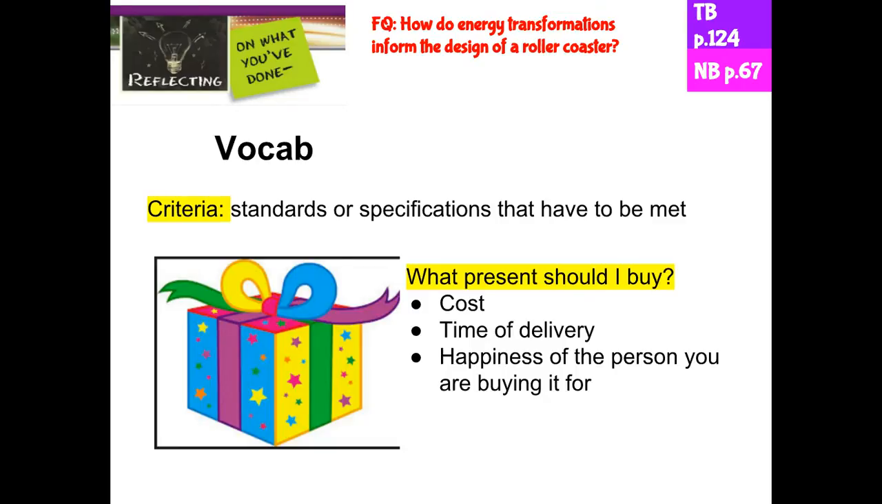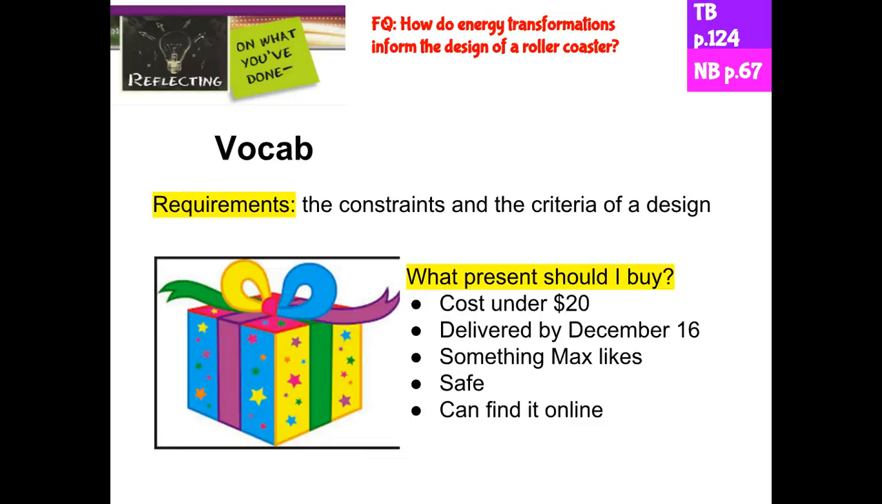Criteria is the second vocabulary word. Those are standards or specifications that need to be met. So if you're talking about presents again, what present should I buy? Get standards like, is the cost. Should I get an expensive one or a non-expensive one? How much time is it going to take? Maybe order on Amazon. You need to buy by a certain date. And then the happiness of the person you're buying it for. So those would be specifics that you want to meet whenever you have a situation or a problem to solve.